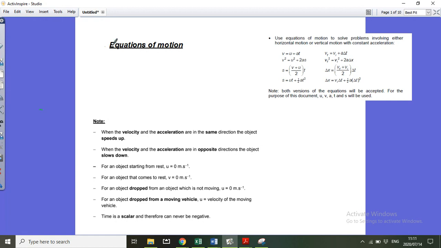The equations of motion revision. I'm going to stick to the equations that you see here on the left-hand side. Please also remember that this one here, you have to be very careful to use because it's often used with the wrong signs and then it gives you the wrong answer. So you will be able to use the three equations there to solve all your problems.